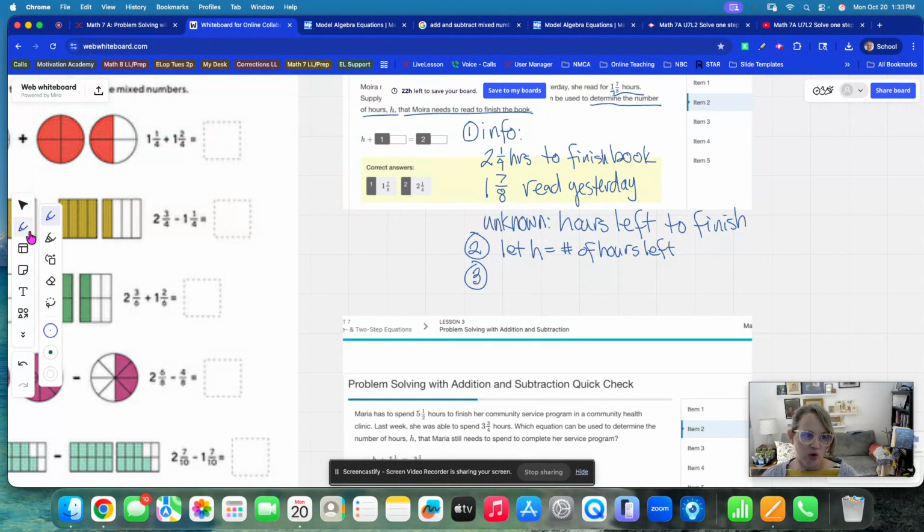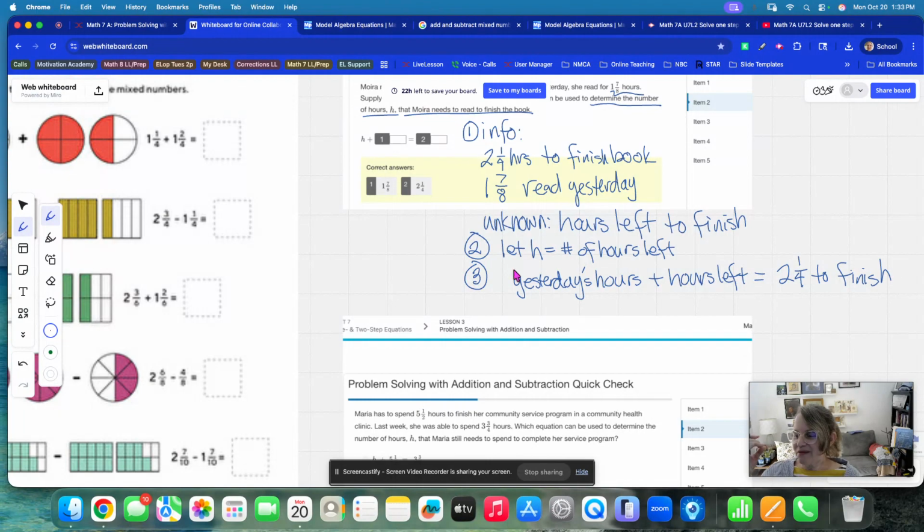So for my equation, I know it's going to have an H. I know it's going to have an equal sign. I know it's going to have a 2 1/4. And I know it's going to have a 1 7/8. So this is my word equation that I'll do. I'm going to say yesterday's hours plus the hours left has to equal the 2 1/4 to finish.